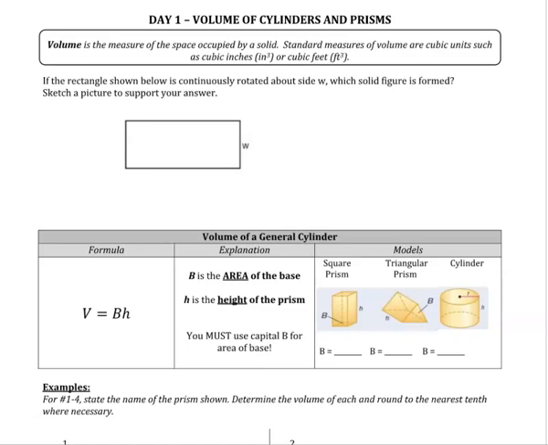First of all, volume is the measure of space occupied by a solid. We typically say inches cubed or feet cubed. And that's how much space a solid contains.